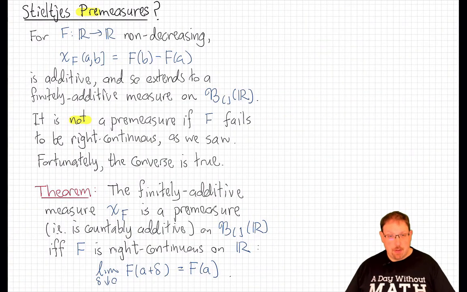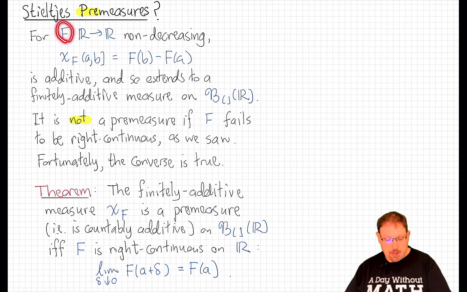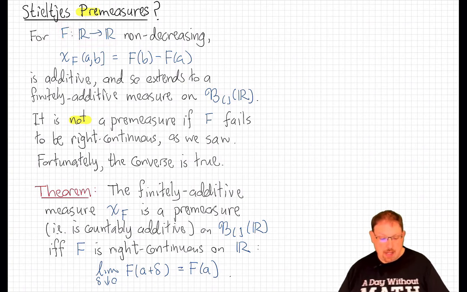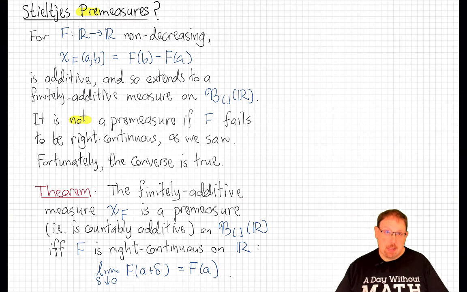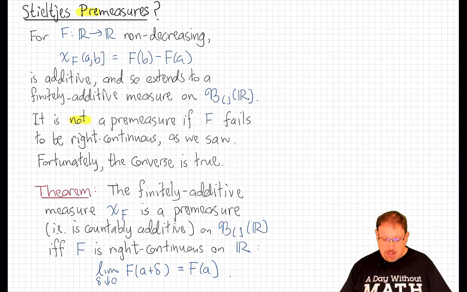We start with a putative cumulative distribution function, a term which we will formally define soon, any non-decreasing function f on the reals, and we define the following function on half-open intervals. Chi of the interval from A up to B is just f at B minus f at A, motivated by, for example, the fundamental theorem of calculus. And we proved last time that this is a finitely additive function on the semi-algebra of half-open intervals, which means, by the last proposition, that it extends to a finitely additive measure on the Borel field, the field generated by the semi-algebra of half-open intervals, consisting of finite disjoint unions of half-open intervals.